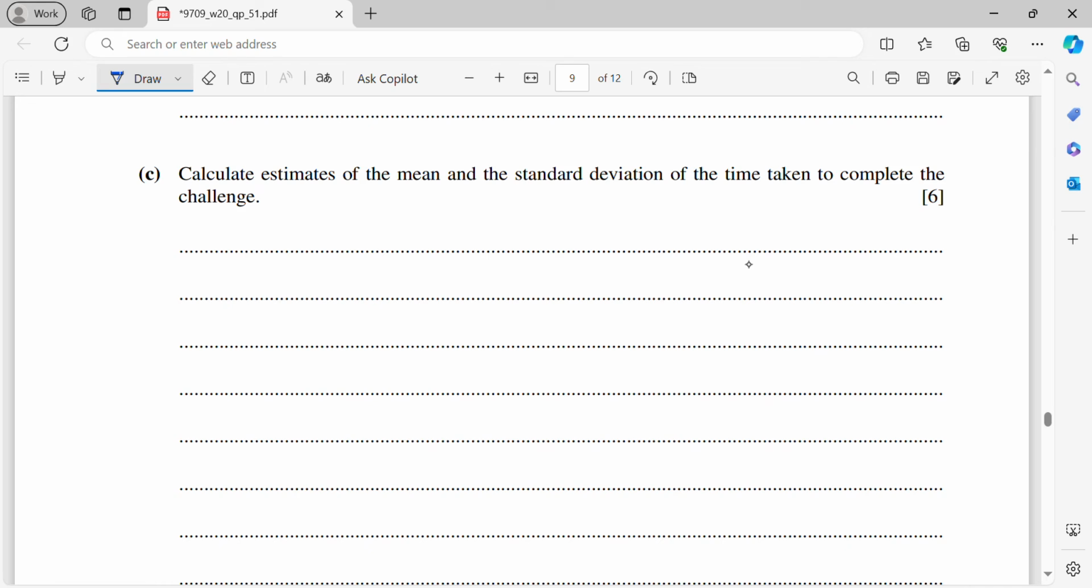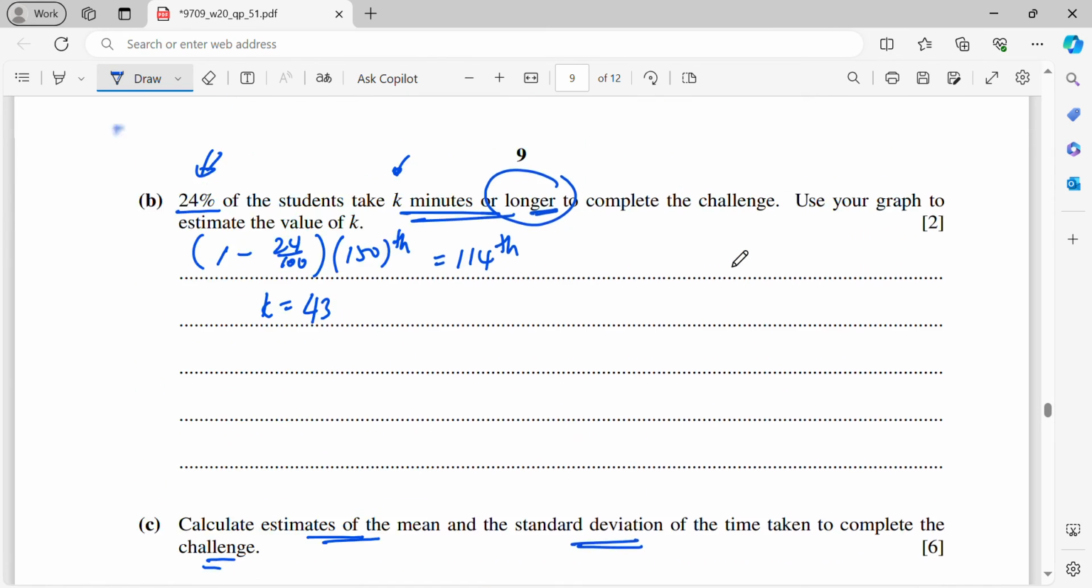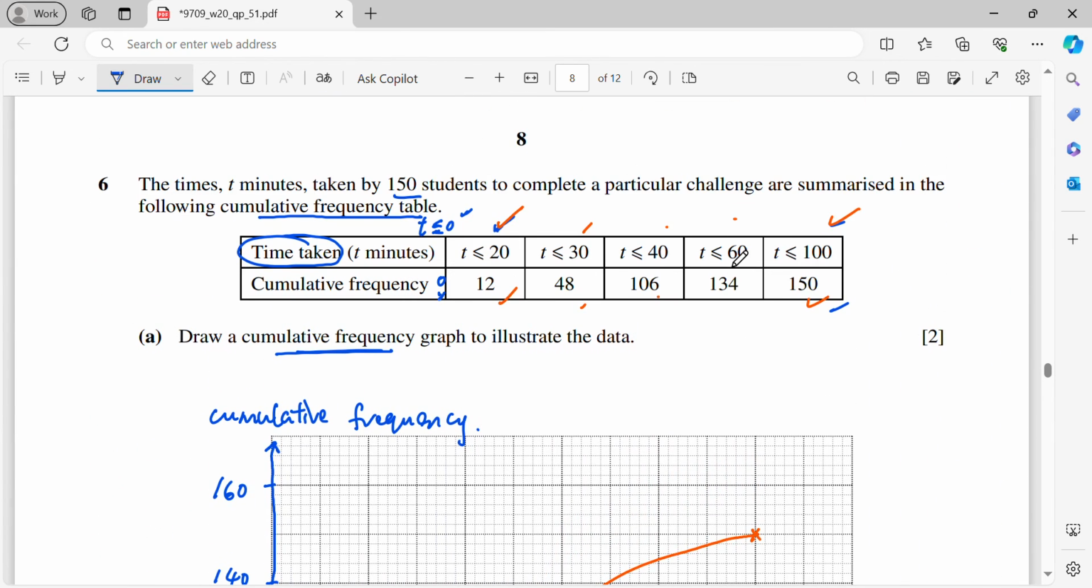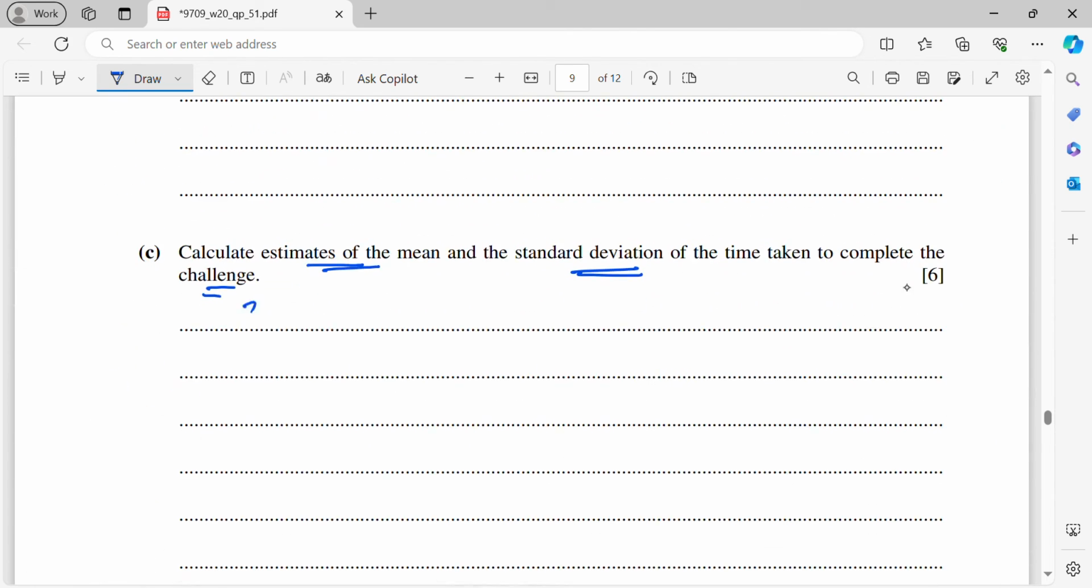Okay, now calculate estimates of mean and standard deviation of the time taken to complete the challenge. So from here, to get the mean, I need to find the frequency. Since you are given the cumulative frequency, I will copy this whole table, and then I need to find the midpoints as well.